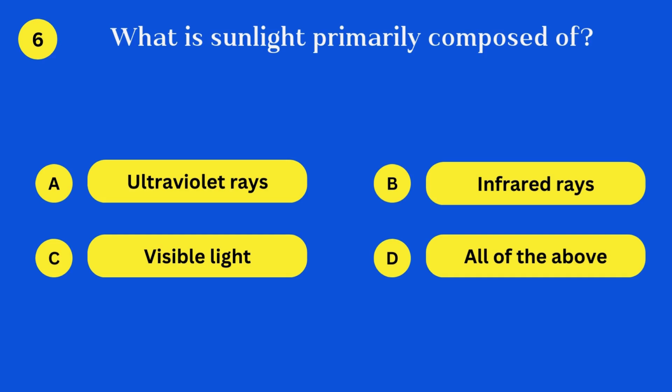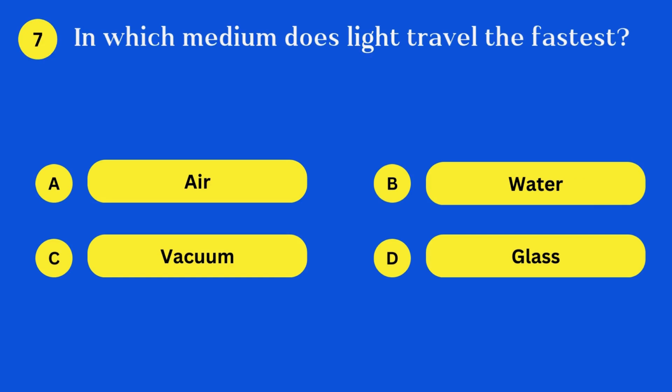C. Visible light. D. All of the above. You are correct. It's all of the above. In which medium does light travel the fastest? A. Air. B. Water. C. Vacuum. D. Glass.